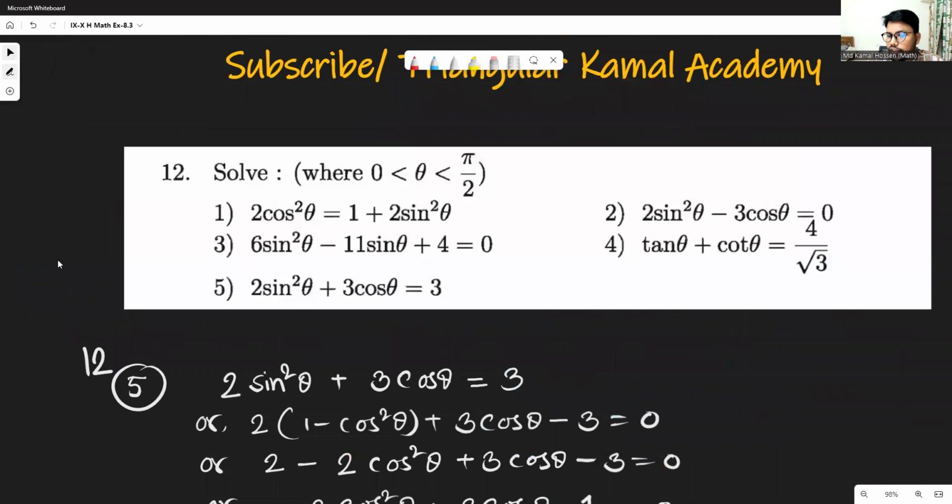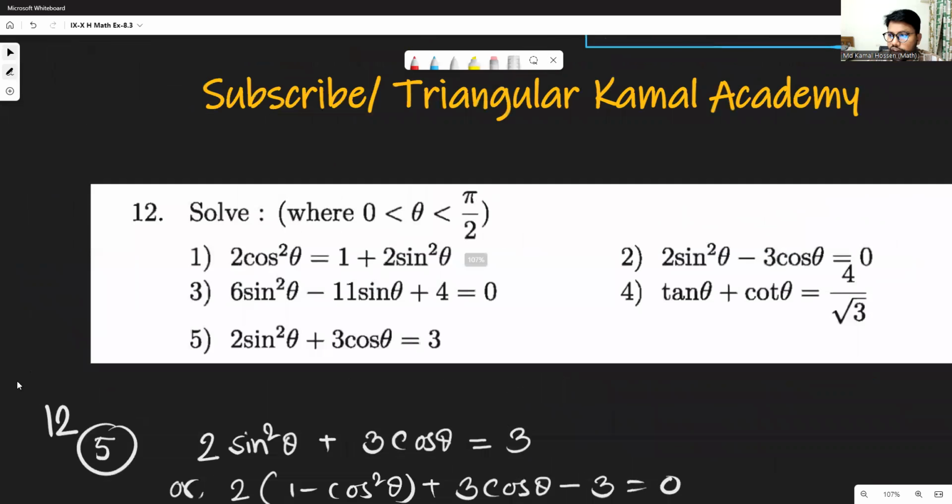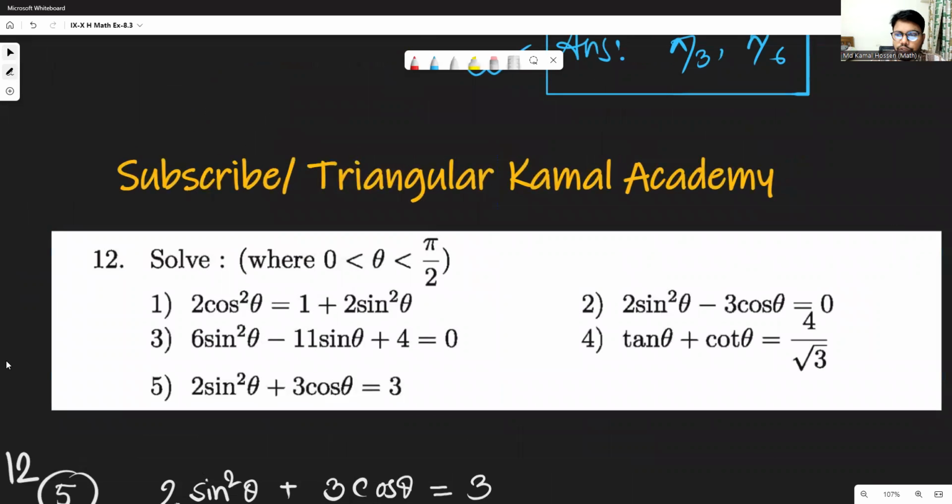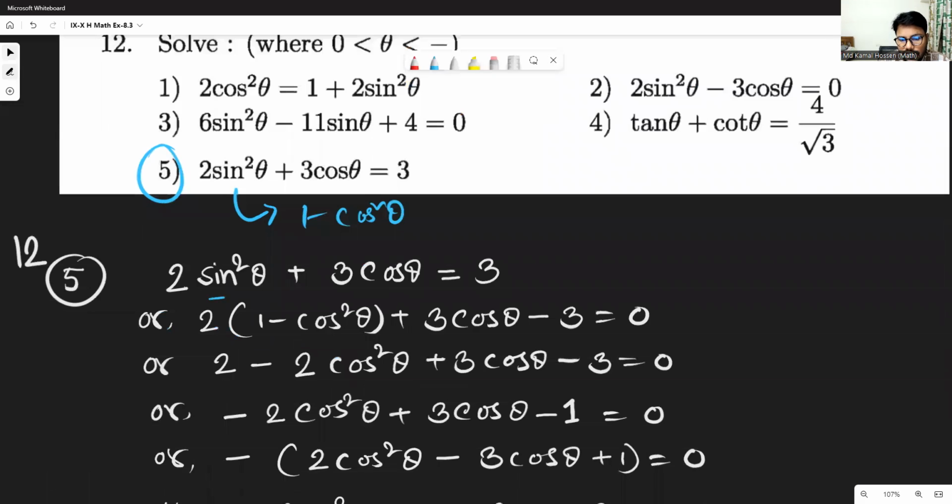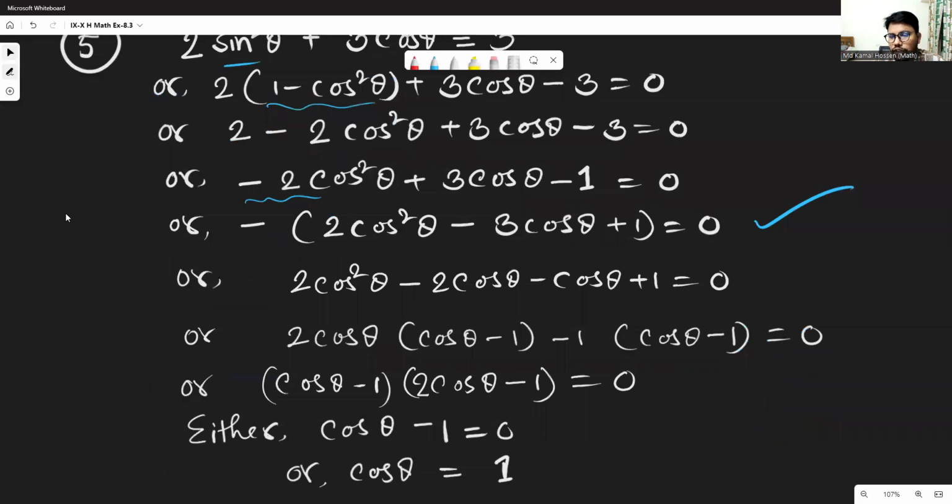So now, last and final question, question number 5. The value is 2 tan square theta plus cos theta. Definitely, we cannot change cos theta. We must change sin square, which means 1 minus cos square theta. Just multiply and arrange the terms. Now, in the leading term, we see minus as a coefficient. That's how we have to take minus from each and every term. There will be changes.